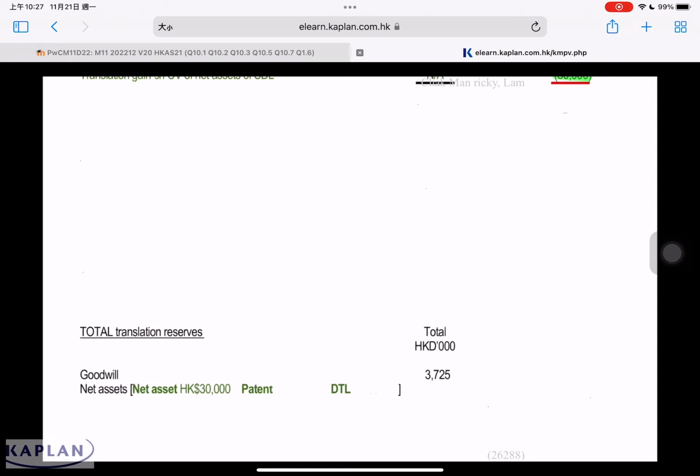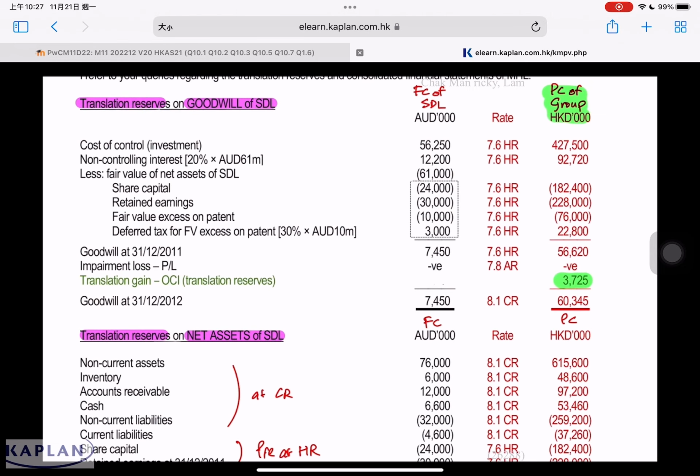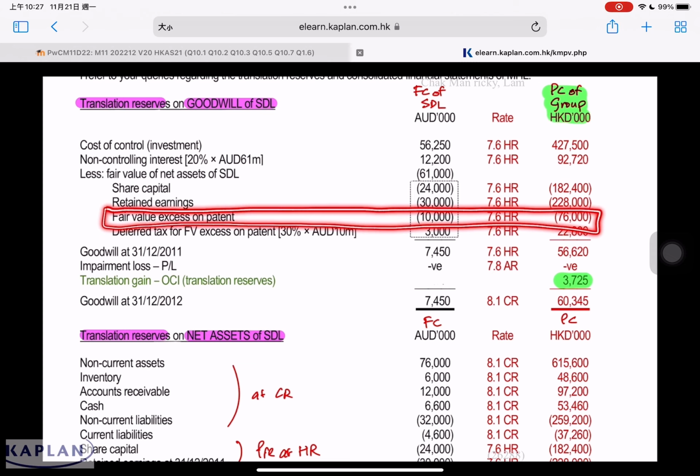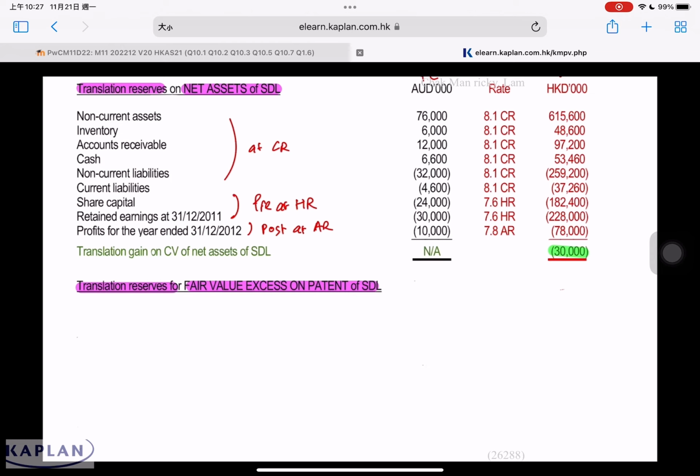And now we have to calculate the translation differences on patent and deferred tax liability. These are assets and liabilities of the subsidiary. Earlier on we calculated goodwill, now we look at the patent. The patent is initially translated using 7.6. The patent assets must be expressed in the functional currency of the subsidiary. At the acquisition date, the patent asset is equal to 10 million Aussie dollars. Initially, it's translated into presentation currency at 7.6, the historical rate, which is Hong Kong dollar 76,000.